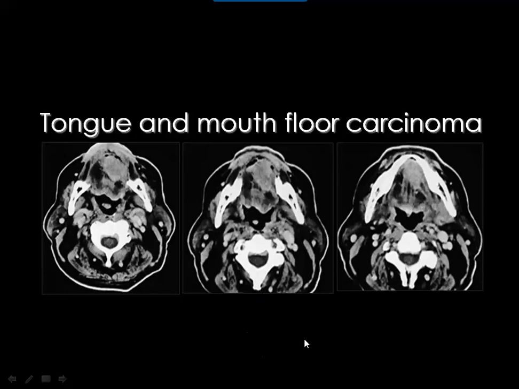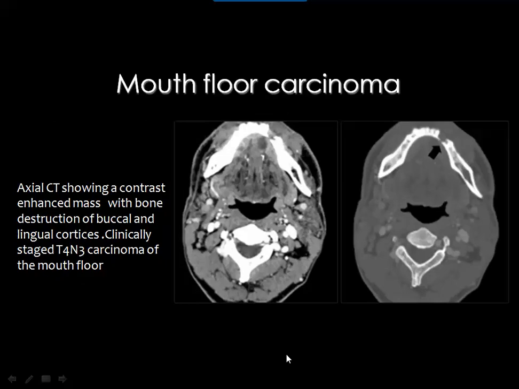Another example of carcinoma of the tongue and the mouth floor. There is a mass in the anterior part of the tongue, and this mass has crossed the midline to the opposite side. It has infiltrated both GG muscles, the genoglossus on the left as well as the genoglossus on the right side.